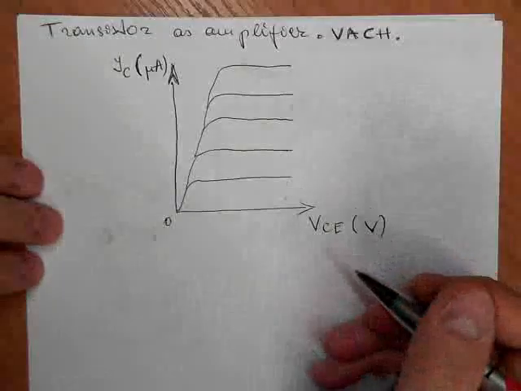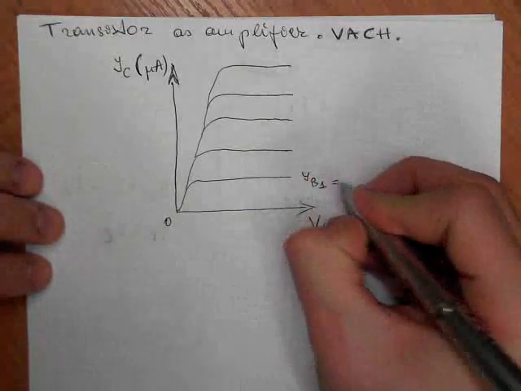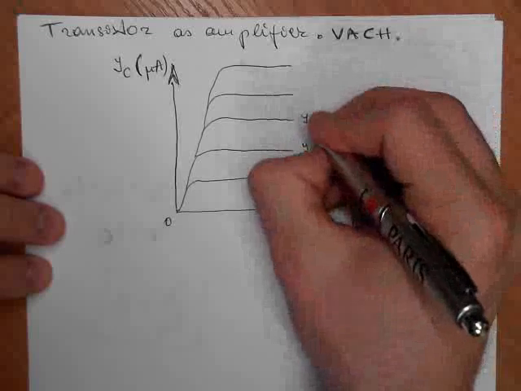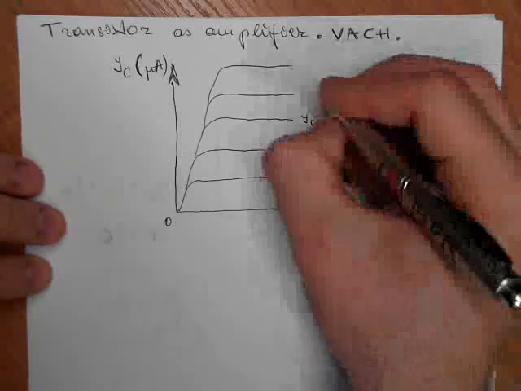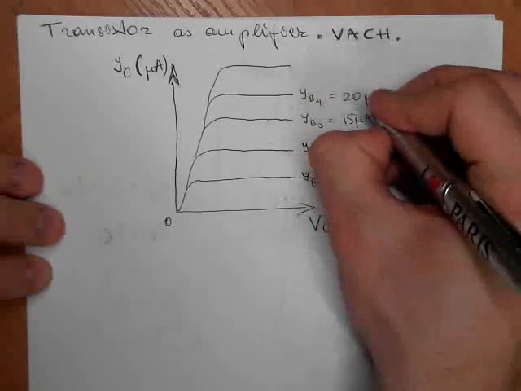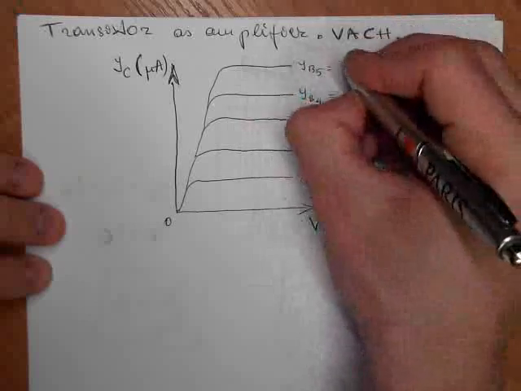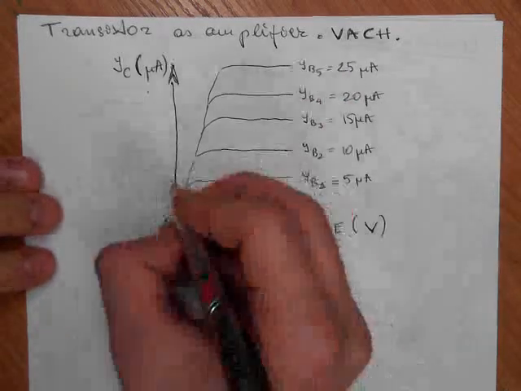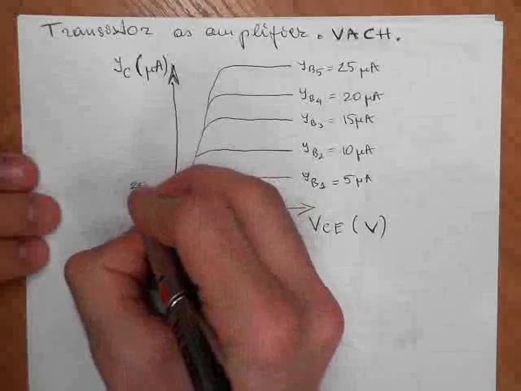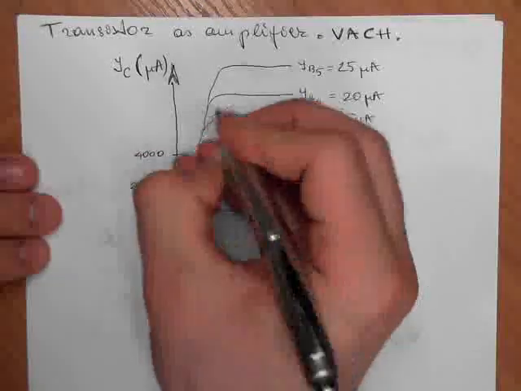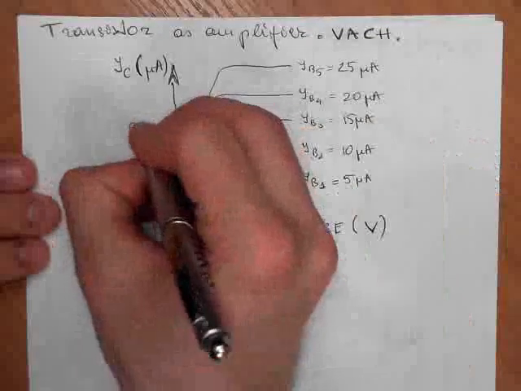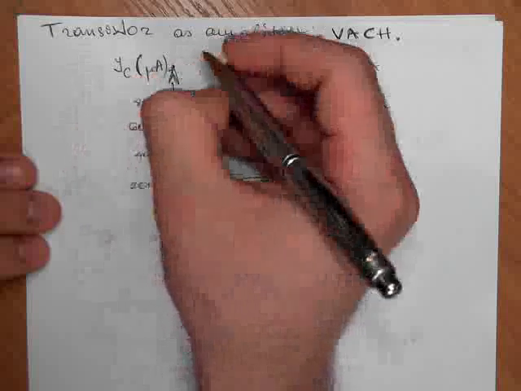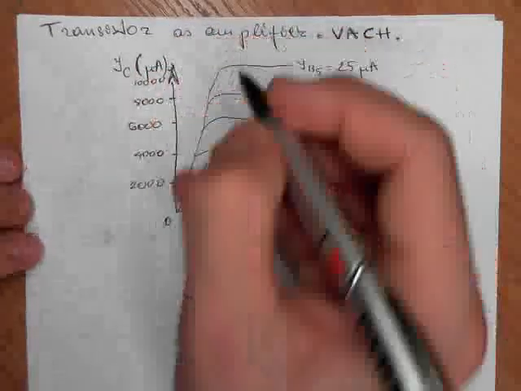So okay, this is for IB1, let's say it was 5 microamps, IB2 10 microamps, IB3 15 microamps, IB4 20, IB5 25. So these are base currents. So this, let's say it is equal to 2000, this can be equal to 4000, this to 6000, this to 8000, and this should be equal to maximum 10,000.